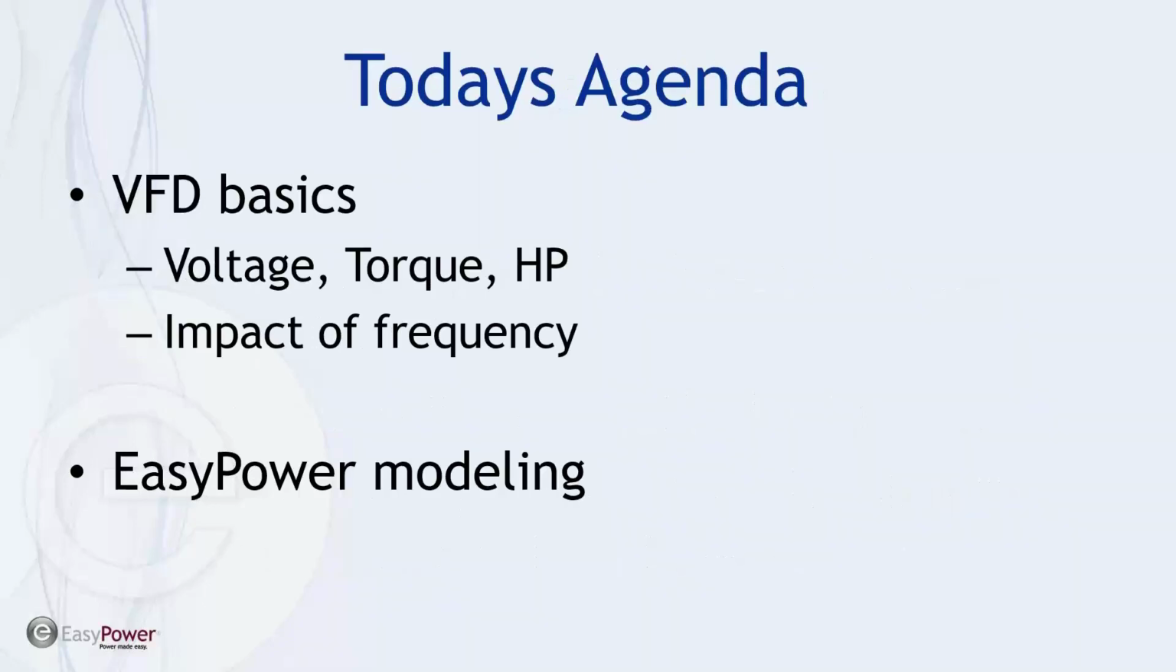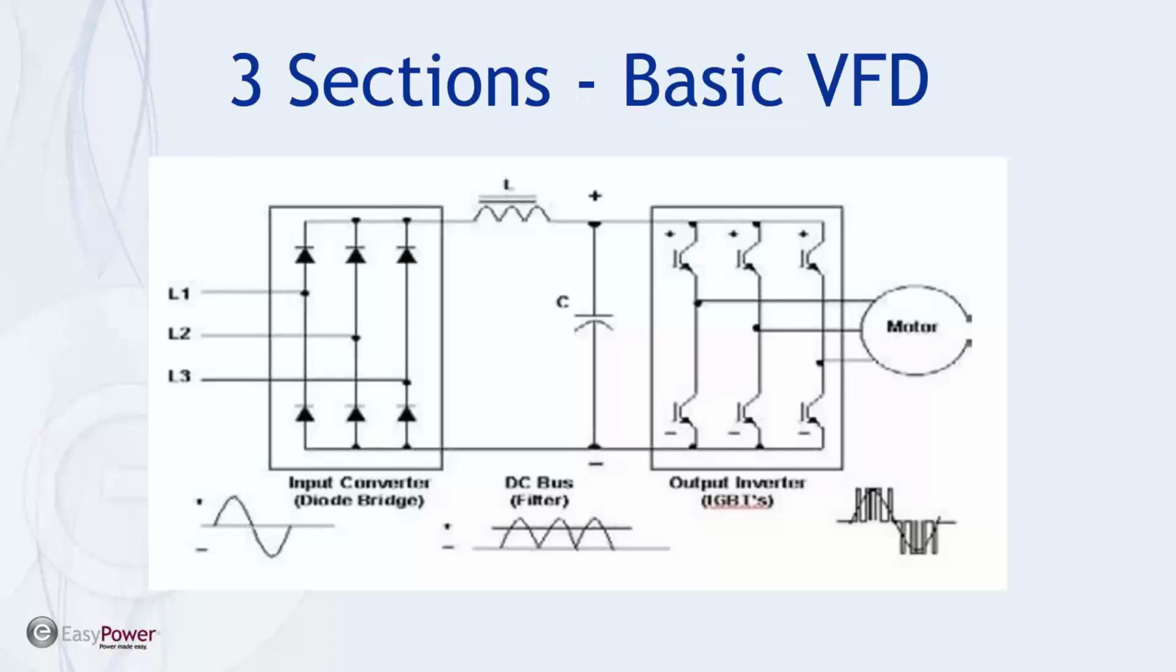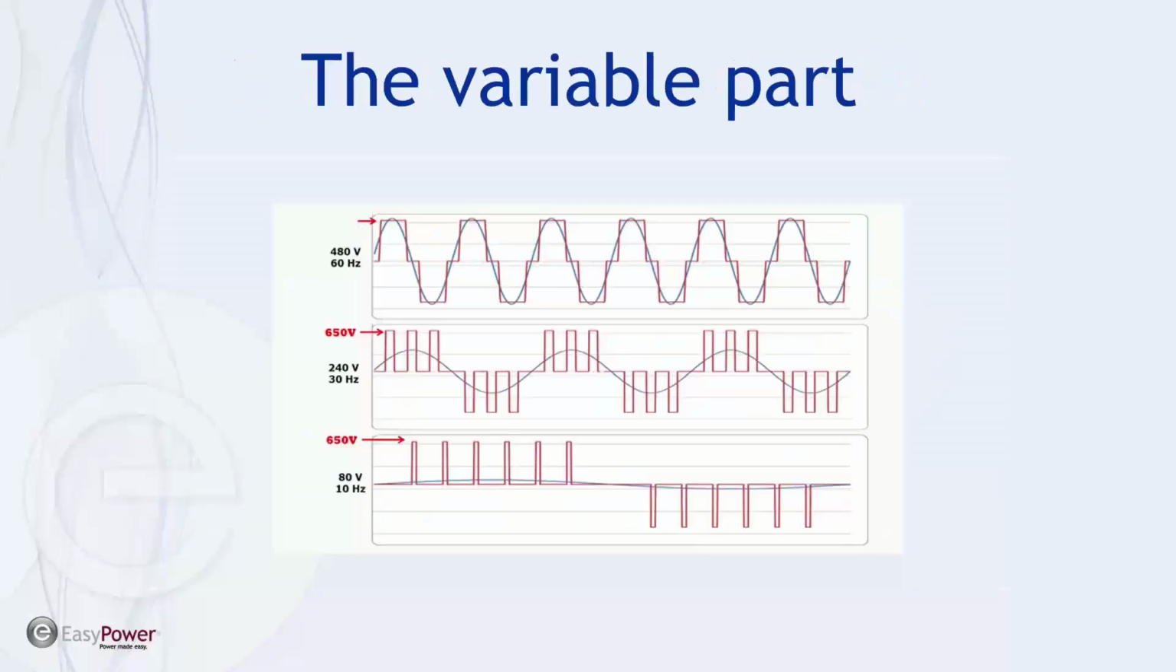So today's agenda is basically to touch on the VFD basics, especially those that impact the frequency of the motor being driven, and then talk about how EasyPower deals with this. As we've discussed in the past, there are basically three sections to a VFD controller: the rectifier, the filter, and then the output inverter. And it's this variable part on a variable speed motor that complicates the issues.